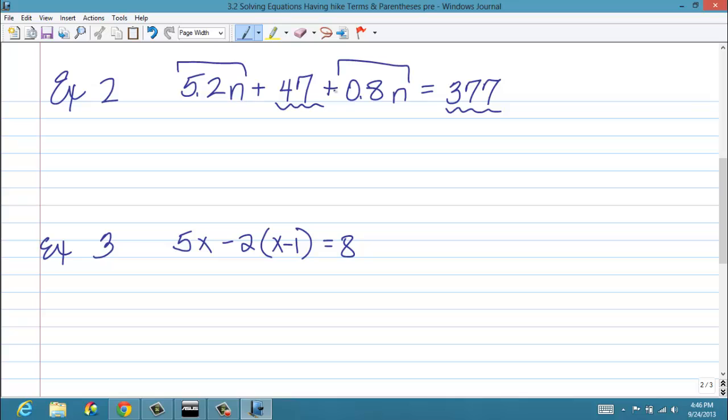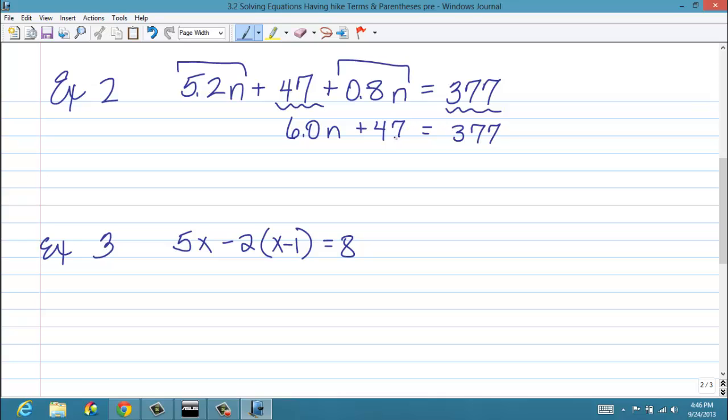The 5.2n and the 0.8n are already both on the left side of the equal sign, so they're already on the same side. Just need to get them together. Let's do that one first. 5.2 plus 0.8 would be 6.0n. So I'll have 6.0n plus 47 equals 377.